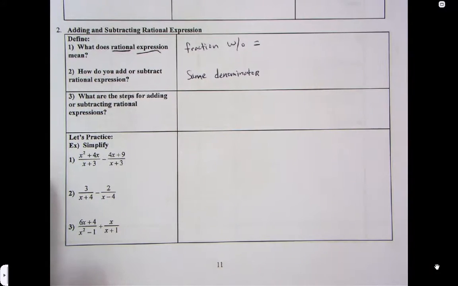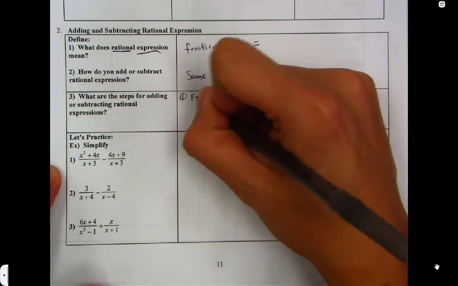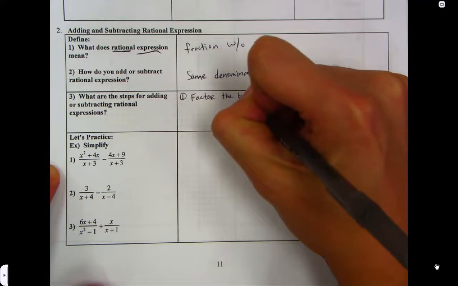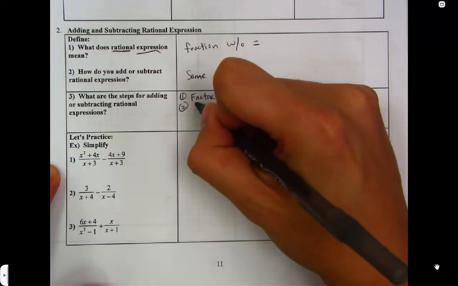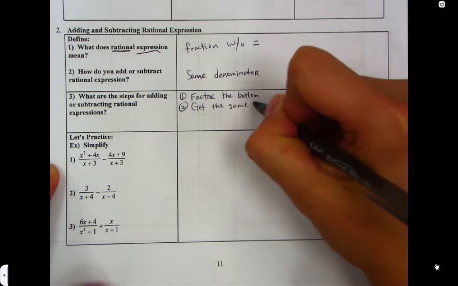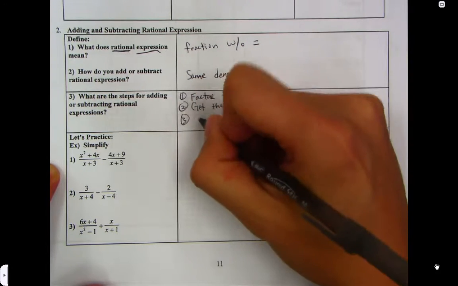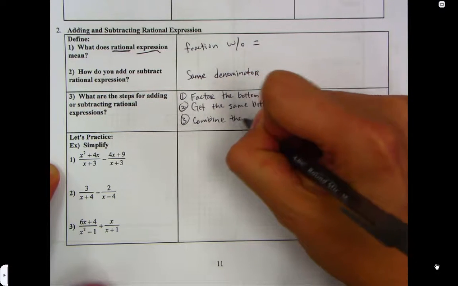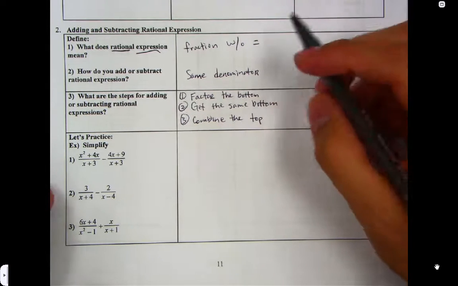What are the steps for adding or subtracting rational expressions? The first step is to factor the bottom. Second step is to get the same bottom, same factors on the bottom. And the third step is to combine the top. Combine the like terms on top.